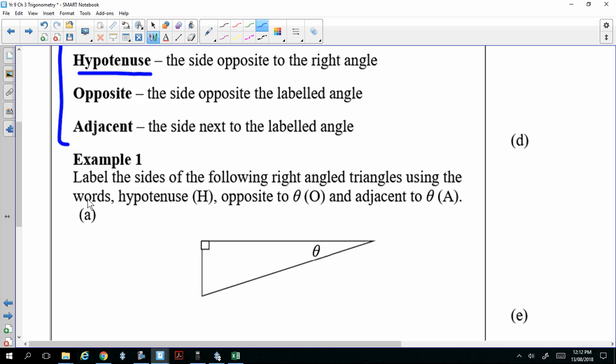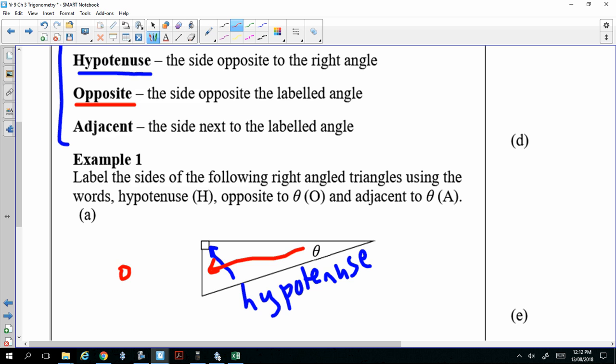We already know what hypotenuse is. This is the hypotenuse, right? The side opposite to the right angle. So write it down. This is hypotenuse. And the other word is called opposite. What is opposite? Opposite is the side opposite to the angle. So you write opposite.